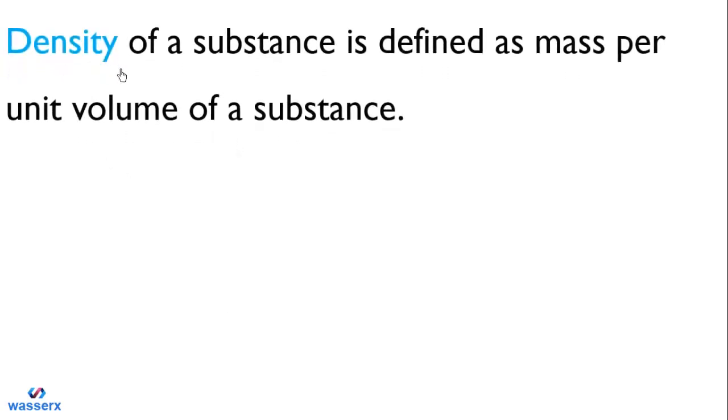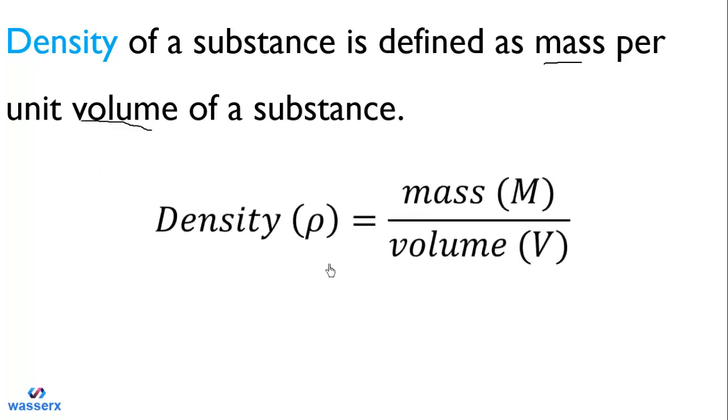So let's define density. The density of a substance is defined as the mass per unit volume of the substance. So mathematically, this is how we express it. Density, which is rho, is equal to the mass over the volume of the substance.